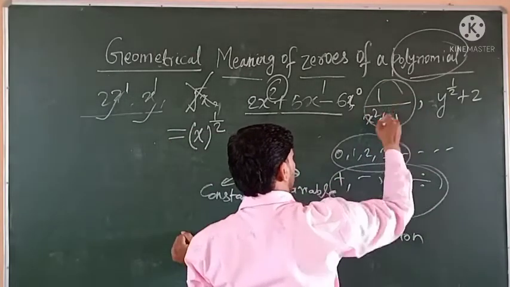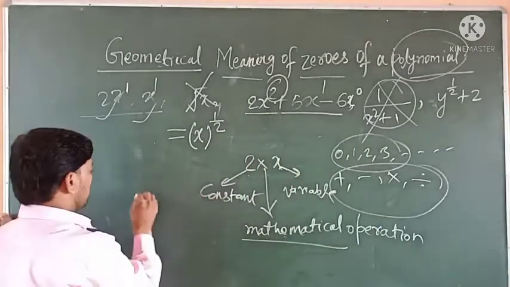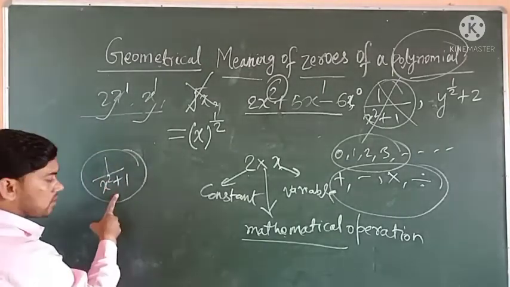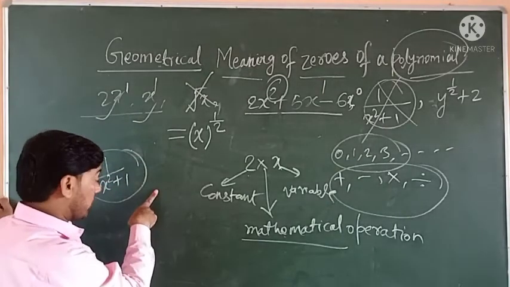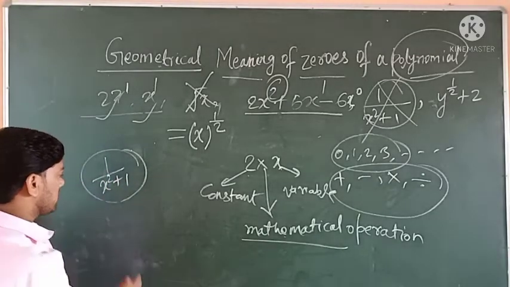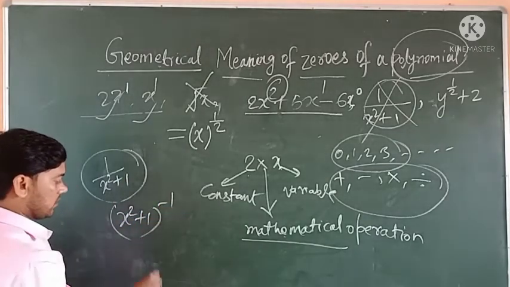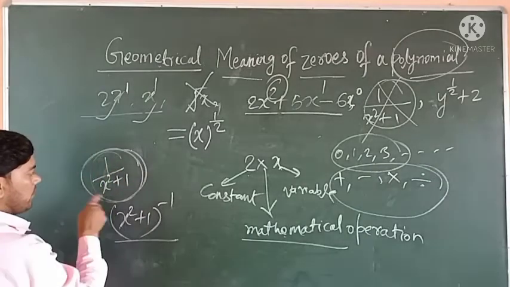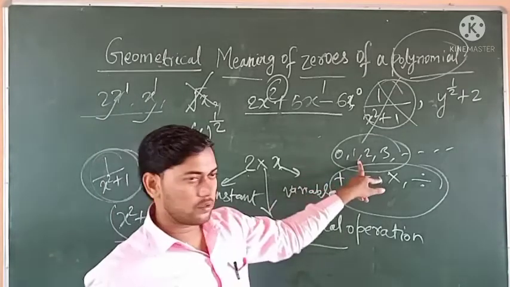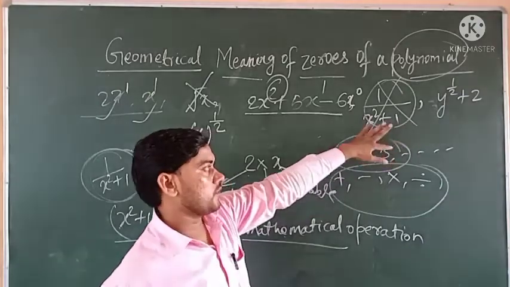1 upon x square plus 1 is not a polynomial, because it is the inverse, the reciprocal, of x square plus 1, that is, x square plus 1 to the power minus 1. So the power is minus 1, and minus 1 is not a whole number, so 1 upon x square plus 1 is not a polynomial.